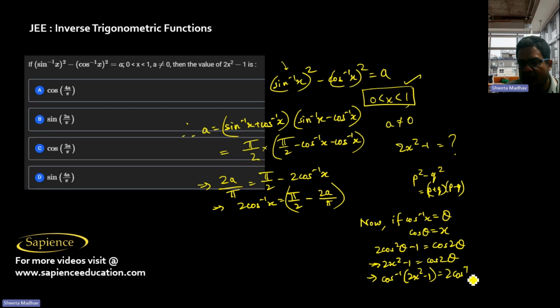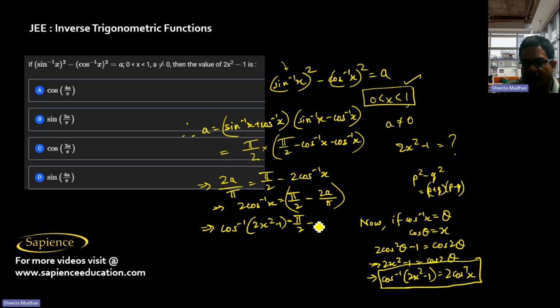So I can say this is equal to 2 cos inverse x. Therefore 2 cos inverse x is the same as cos inverse of 2x square minus 1. So this is cos inverse of 2x square minus 1 that is equal to pi by 2 minus 2a by pi. So now therefore 2x square minus 1 is equal to cos of pi by 2 minus 2a by pi.